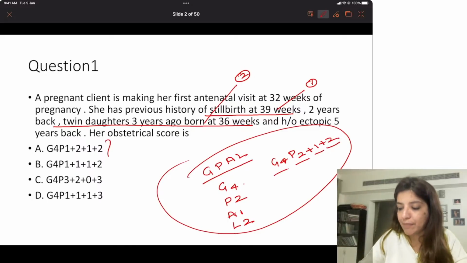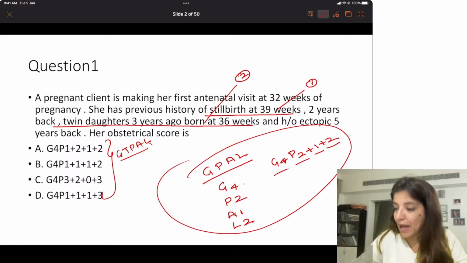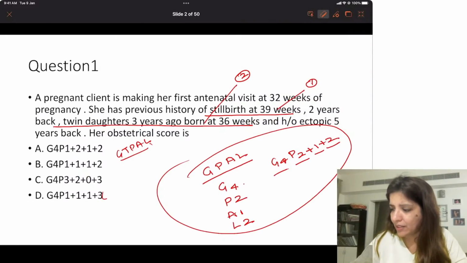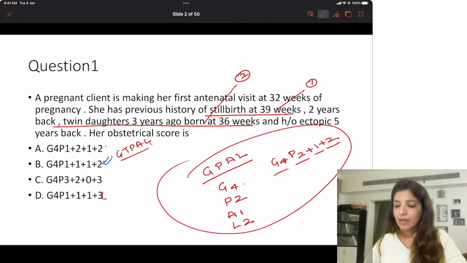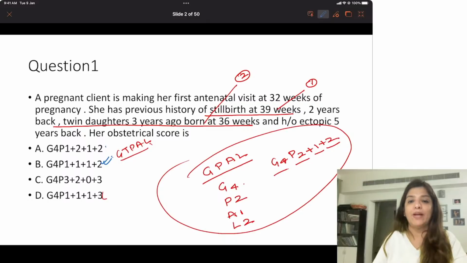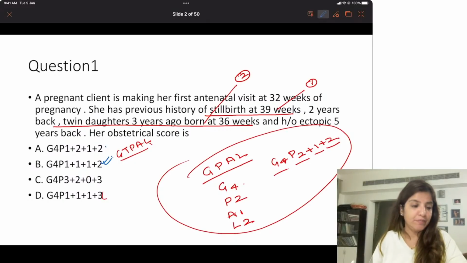This was GTPAL. So, in GTPAL, just now I told you, what was the answer? Option B, right? Term pregnancy was 1, then preterm was also 1, abortion 1 and 2 live births. Are you understanding?